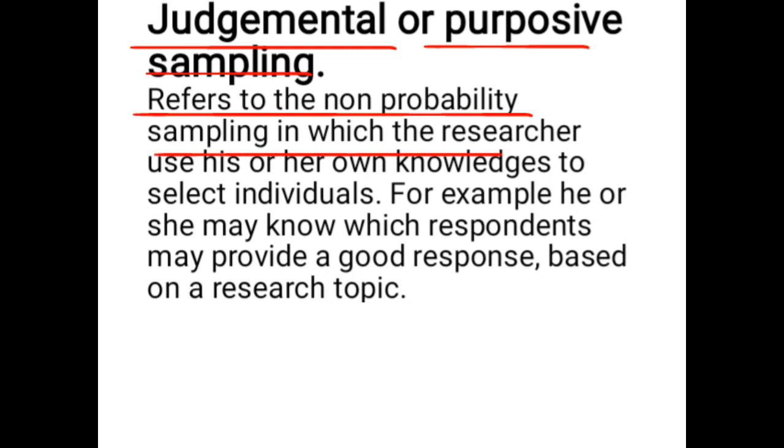Another type of sampling is what we call judgmental or purposive sampling. This is another type of non-probability or non-random sampling. Now, what is judgmental or purposive sampling? This refers to the non-probability sampling in which the researcher uses his or her own knowledge or experience to select individuals. A researcher uses his own experience based on a research topic.